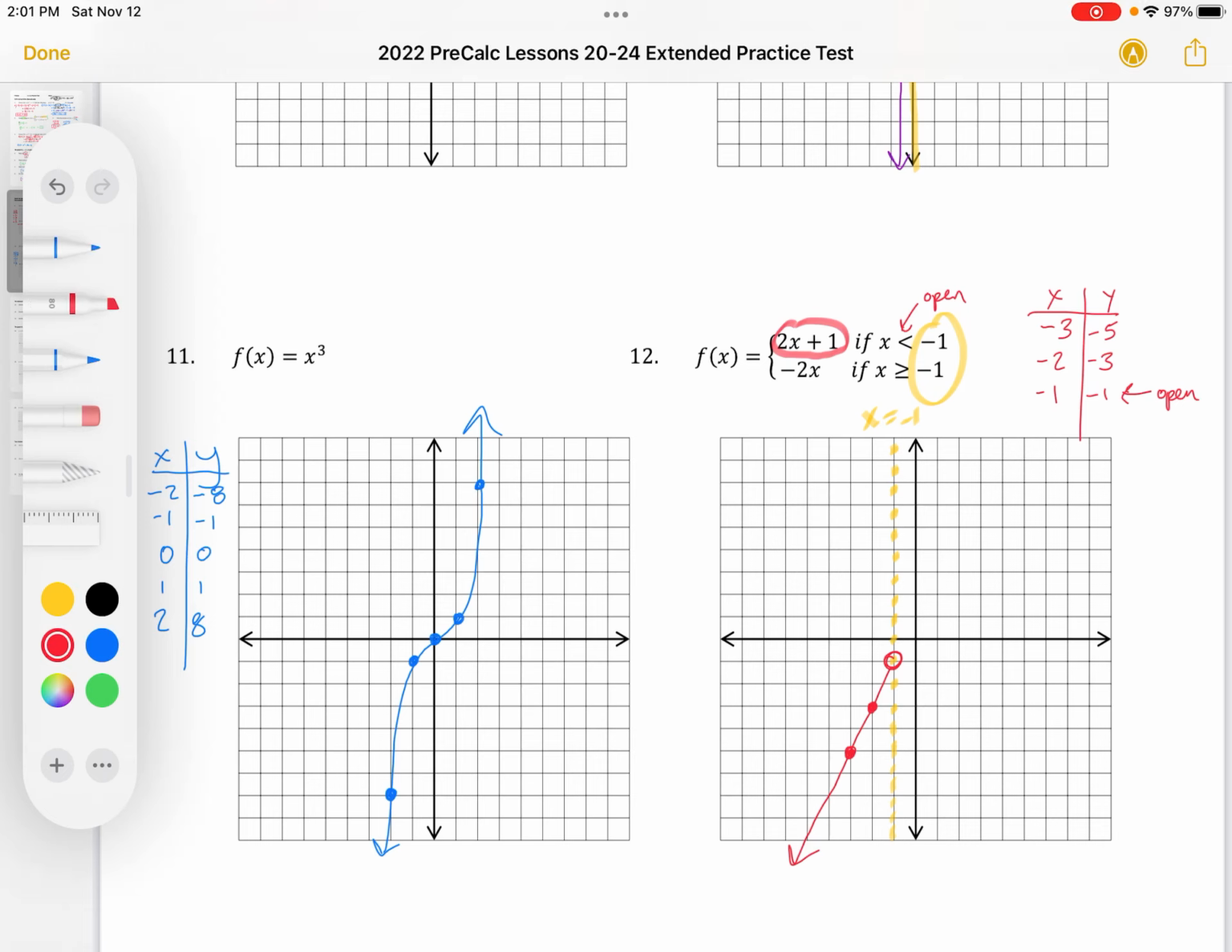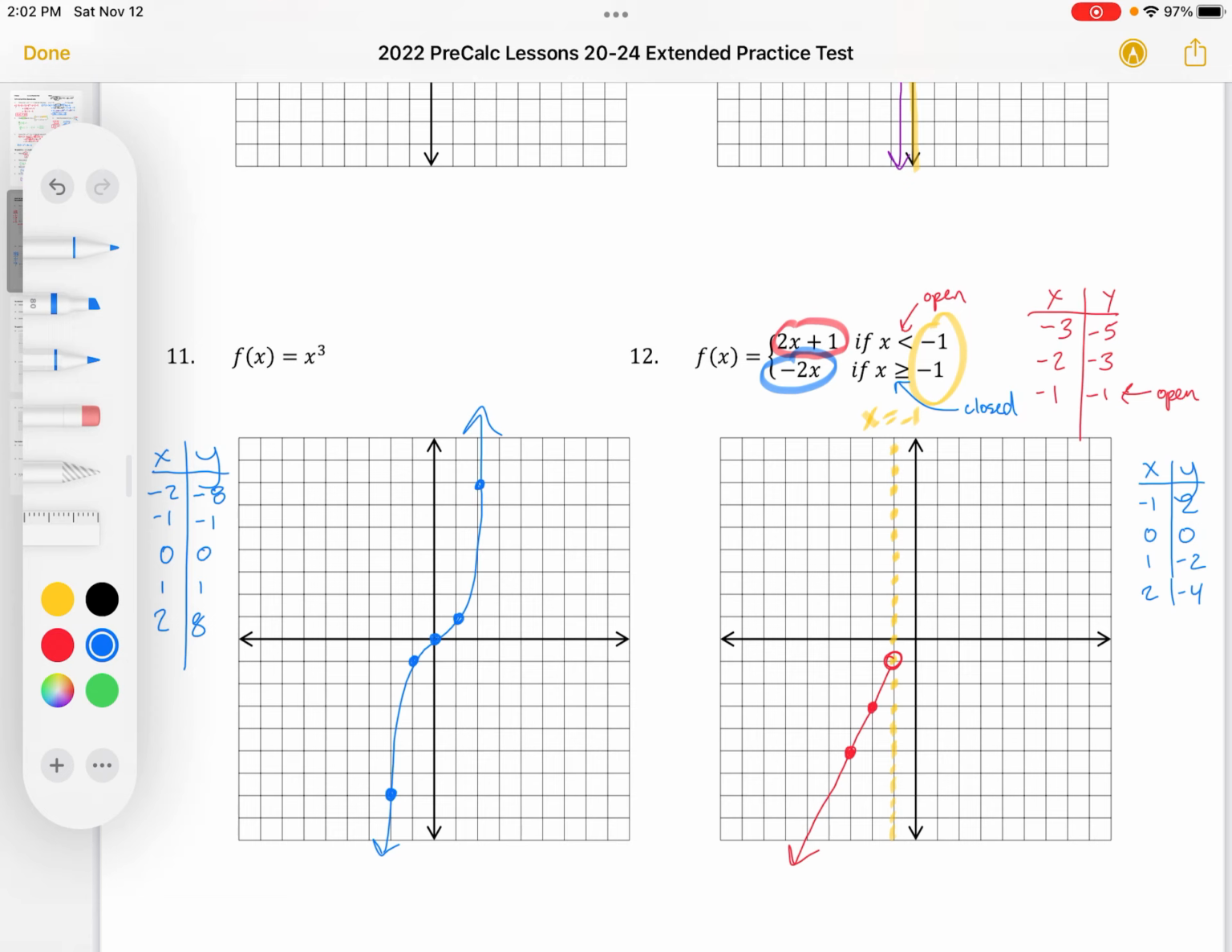The bottom line only works for x values greater than or equal to -1. So for this table, I'm still going to start at -1. And then this tells me greater than or equal to, so that dot is going to be closed when I start it. So I can do -1, 0, 1, and 2. Those will all work in this function. So -2 times -1 is 2. 0 times -2 is 0. -2 times 1 is -2. And -2 times 2 is -4.